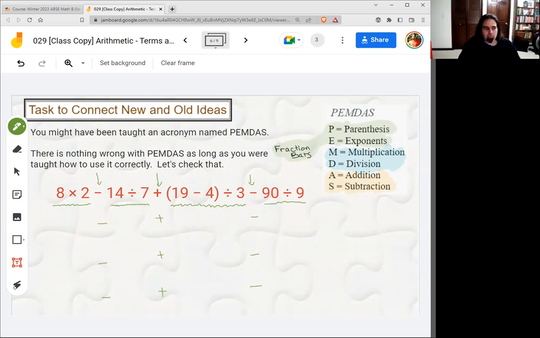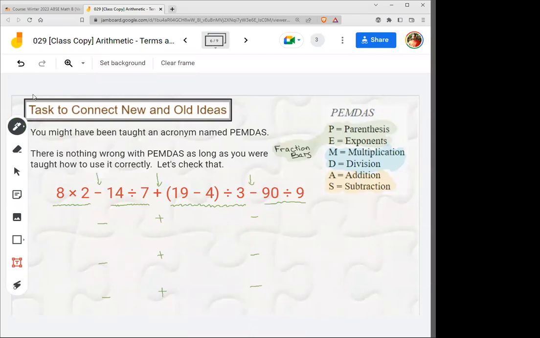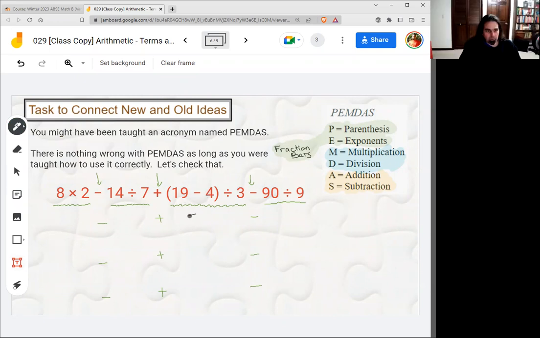So pick any of them. Most people pick the one on the left first just because we're used to going left to right, but they are all independent. You can start wherever you want. 19 minus 4. And the divided by 3 is just kind of waiting there. Whoops, 15.